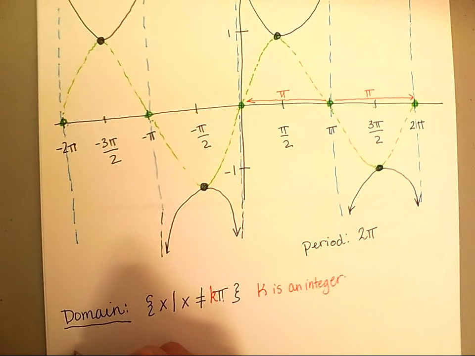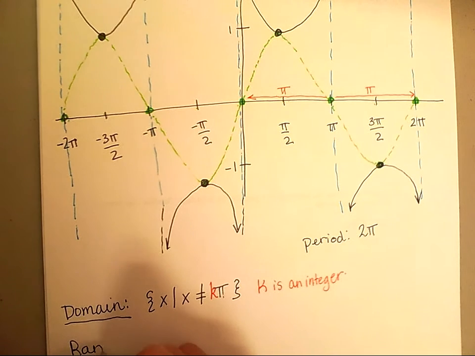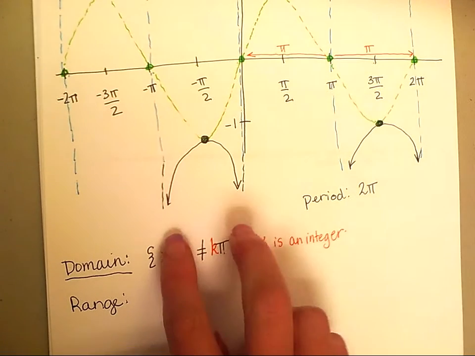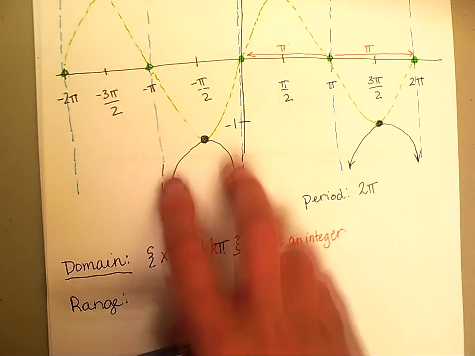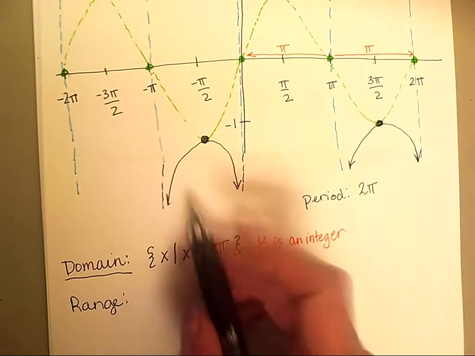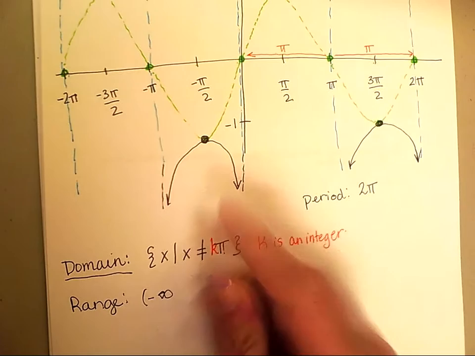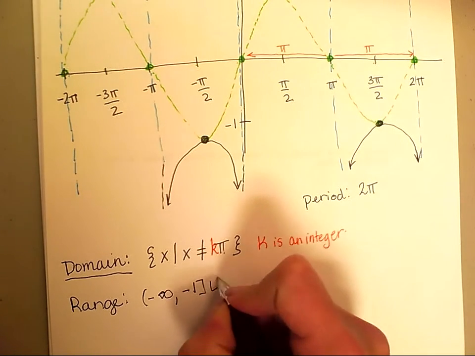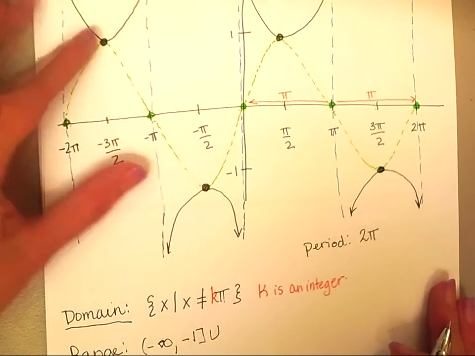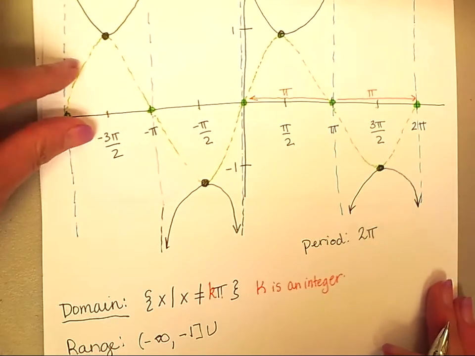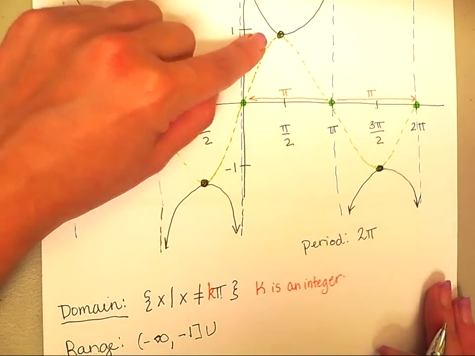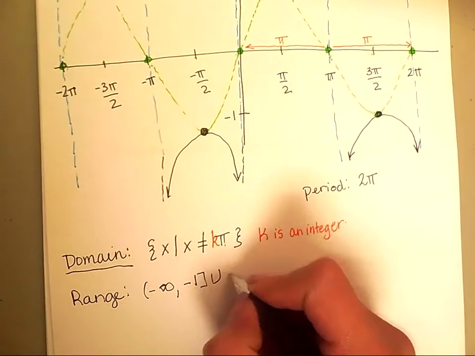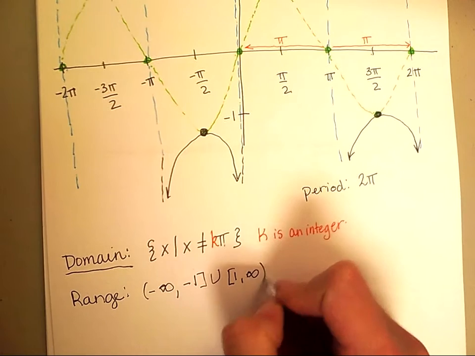Now we also have the range. So we have this problem that we had before, so it skips in between here. The range starts at negative infinity and goes all the way up to negative 1, and it does include negative 1. And then it does nothing in between here. This is where the sine lives. So it doesn't start again till 1, and then it goes up to infinity. So this is 1 that's included and goes to infinity.